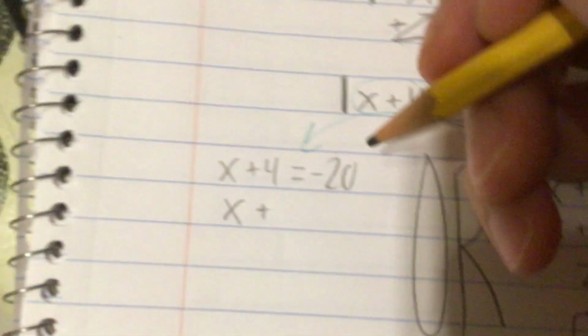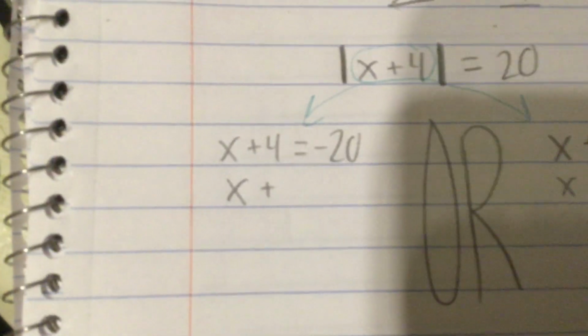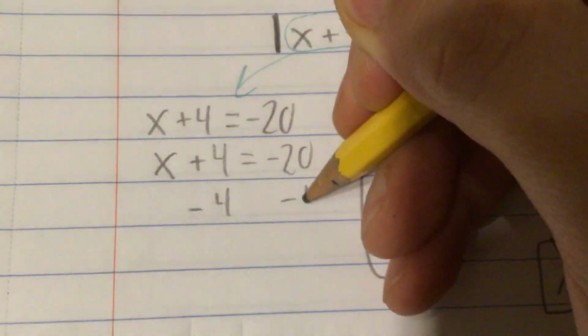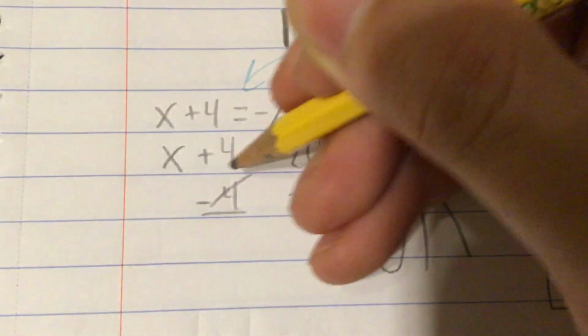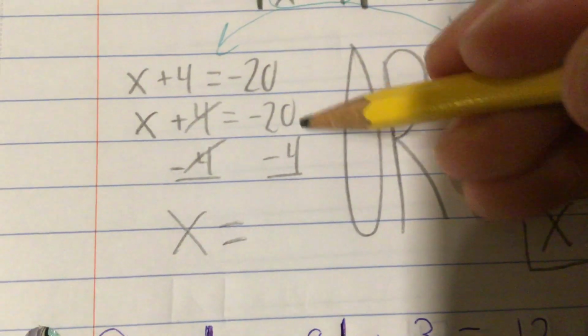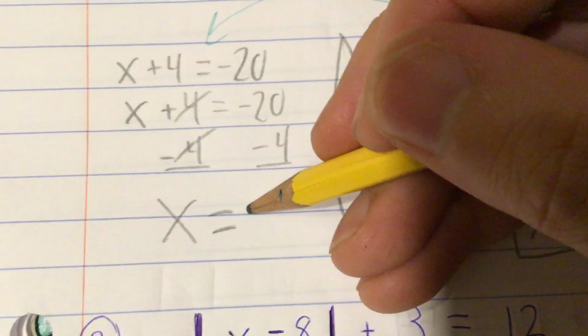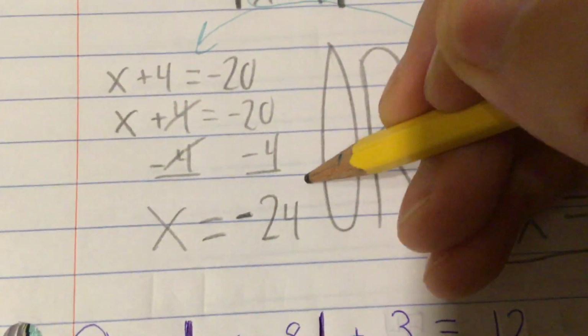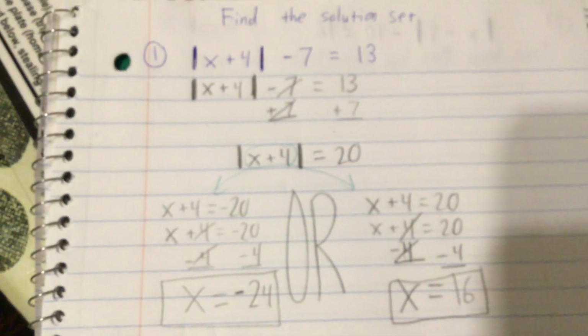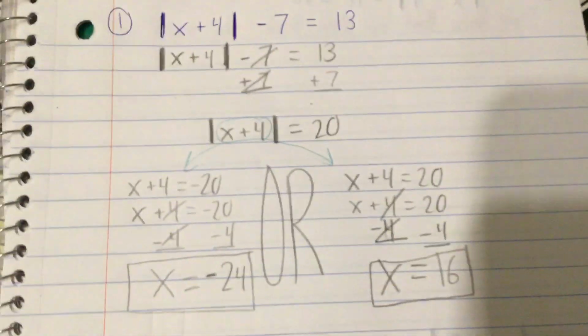X plus 4, sorry about that, is equal to negative 20. So I'm going to subtract 4 from both sides. And now x is equal to negative 20 minus 4 is negative 24. So let's see if we got the same solutions. Put the focus back on.